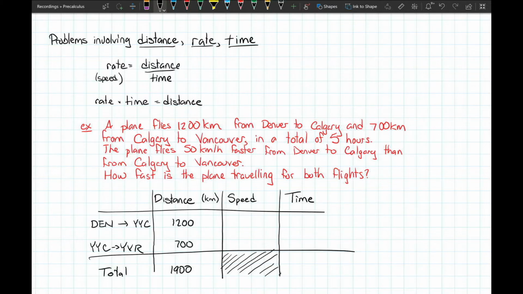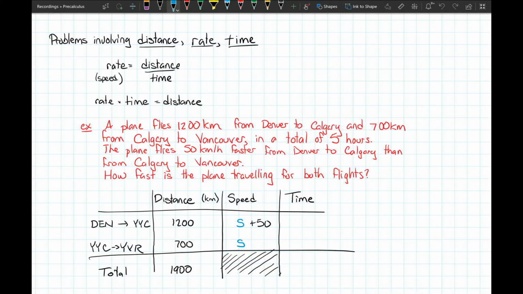Now, what about speed? We know that the plane travels 50 kilometers an hour faster from Denver to Calgary than from Calgary to Vancouver. So which one of these is 50 kilometers an hour more? Well, Denver to Calgary is going to be adding 50 on top of whatever we call the speed from Calgary to Vancouver. We can call that anything we want. You could use S for speed, V for velocity, whatever you prefer, or even just R for rate. Now, don't add these together. This is just a relationship that we have a speed that's unknown and another speed that is unknown plus 50.